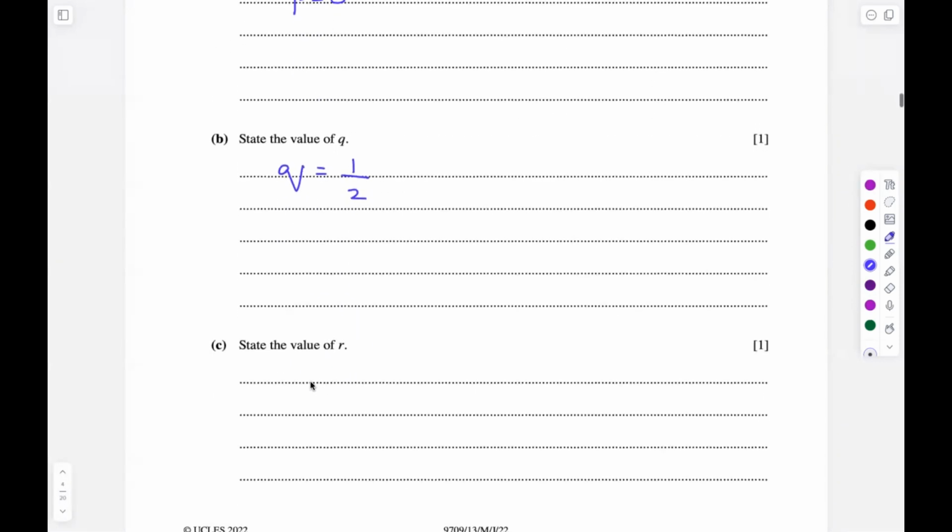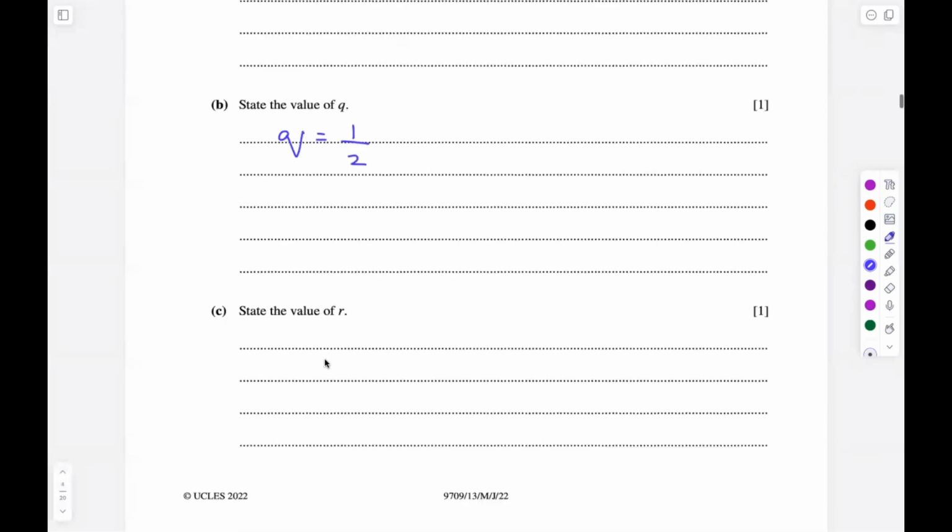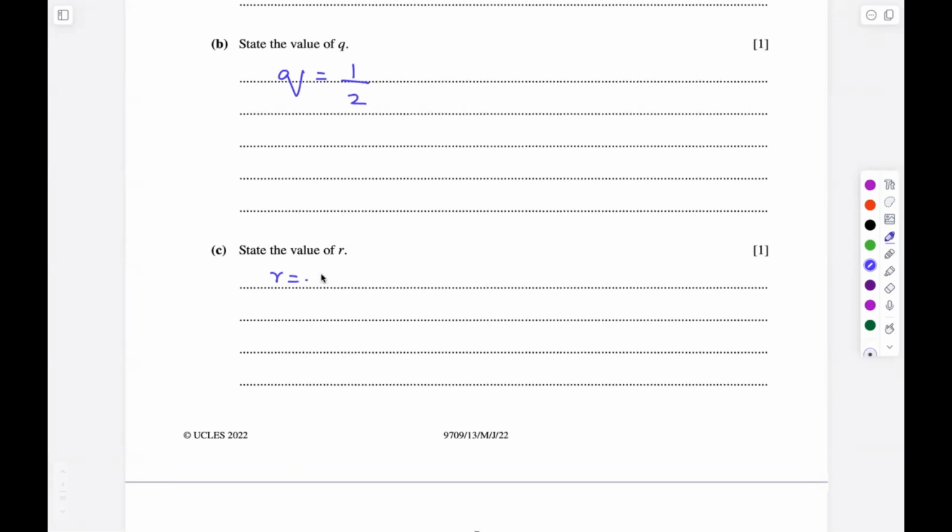In part C, we have to state the value of r. Now, r is basically the translation of the sine graph over here in the y direction. Normally the sine graph starts at the origin, which is (0, 0). We can see that it has moved 2 units downwards, which means that the value of r will be equal to minus 2.